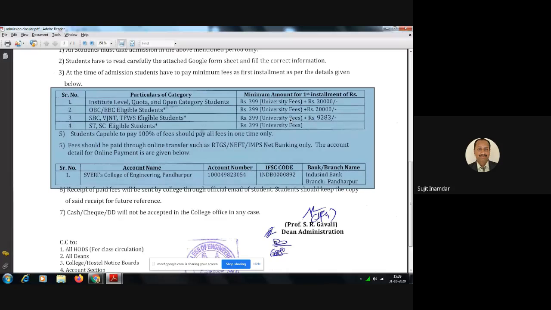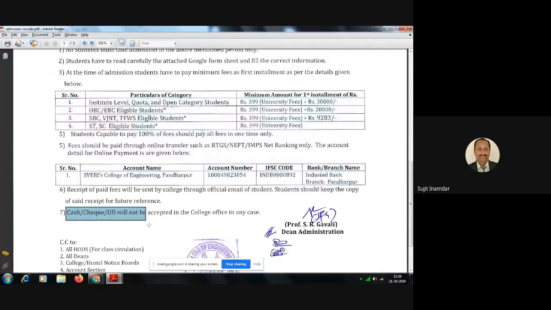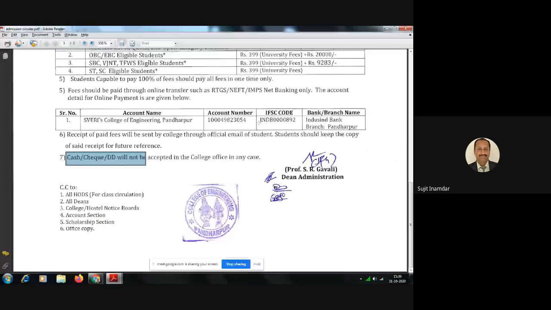So you have to just add these together, and you are supposed to do the online transaction. No cash, no check, no DD will be accepted. So these are the instructions I want to give you.